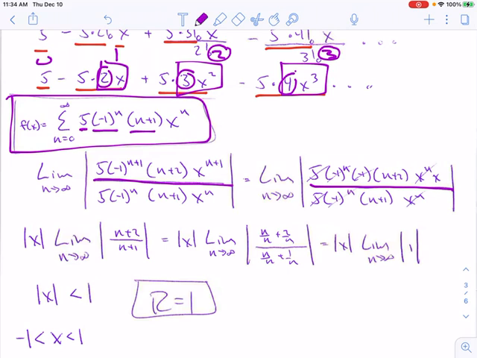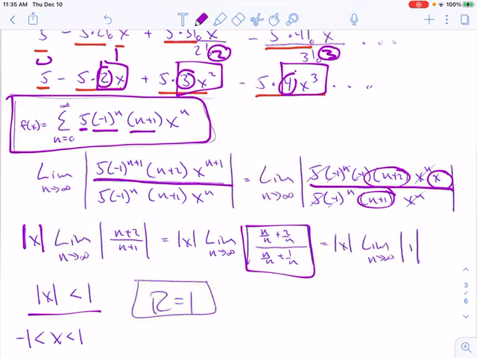We end up with an x, which I bring out in front, times the limit of n plus 2 over n plus 1. Using our techniques for finding limits, you can use L'Hopital's rule, or the technique that I did here. We have lots of techniques that we've learned for doing these. We end up with the limit being equal to 1. So the absolute value of x times 1 is the absolute value of x.